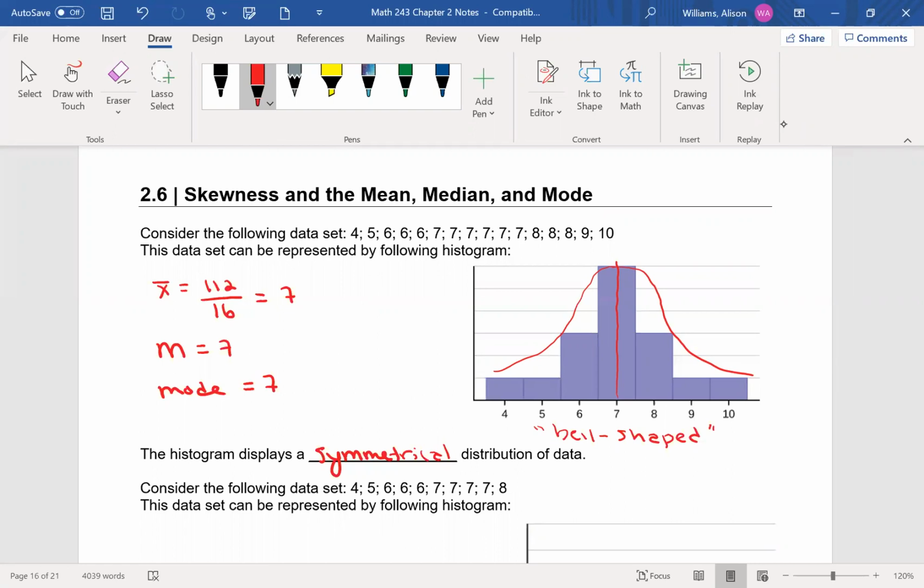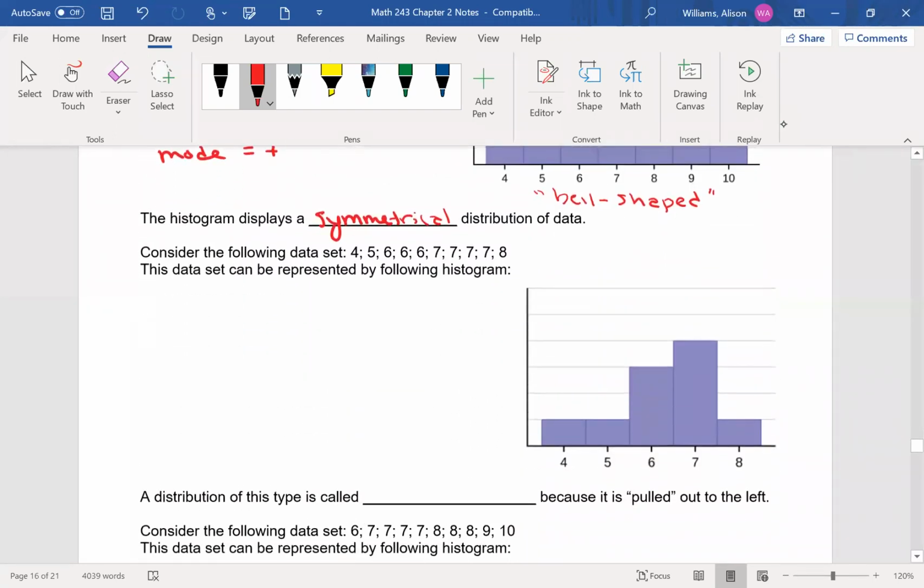Now, it's not always perfect to be symmetrical. It doesn't have to be exactly perfect like this one, but that is that ideal shape we are calling it when it is symmetrical. All right, so let's look at another data set. So this data set has a different histogram. It's not symmetrical anymore. Let's go ahead and find the mean and the median and the mode.